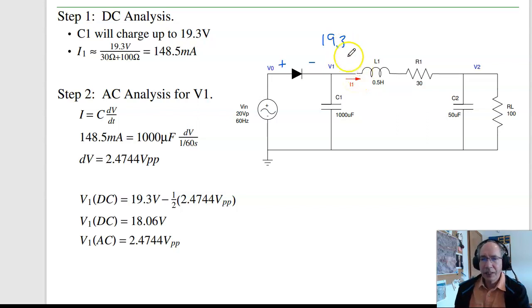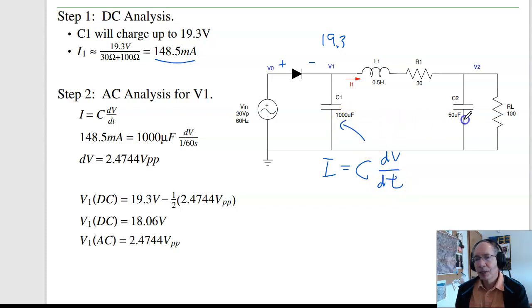The current then at DC is your 19.3 divided by the total resistance, 130 ohms, gives you 148 milliamps. Now for a capacitor, I equals C dV/dt. And this is a little bit confusing because the first capacitor is a battery. The second capacitor is a filter. They're both capacitors, but they serve different purposes. This stores energy and powers the circuit when the diode turns off. This shorts out the load at 60 hertz, reduces the ripple.